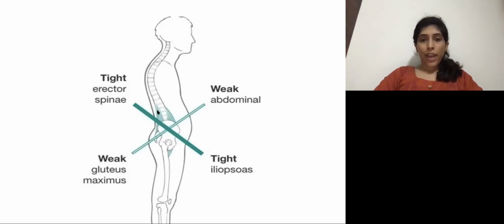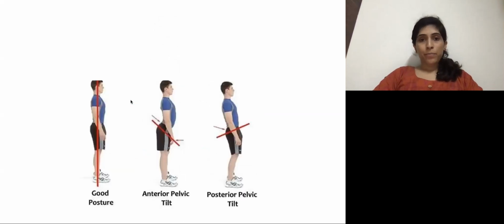Whereas in the case of excessive posterior pelvic tilt, the iliopsoas and erector spinae muscles will become weak, whereas the gluteus maximus and abdominal muscles become tight.